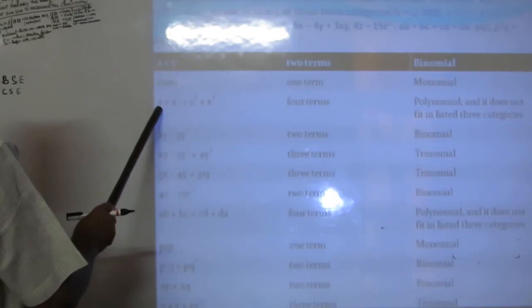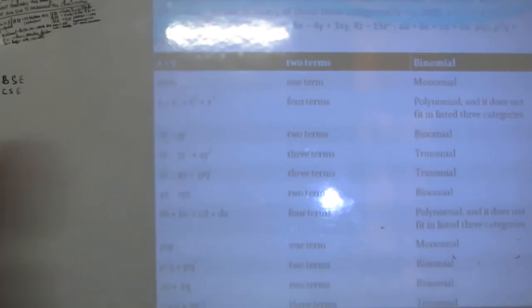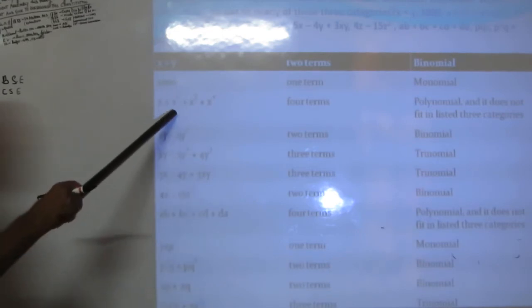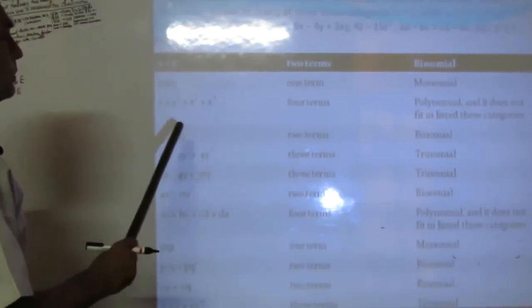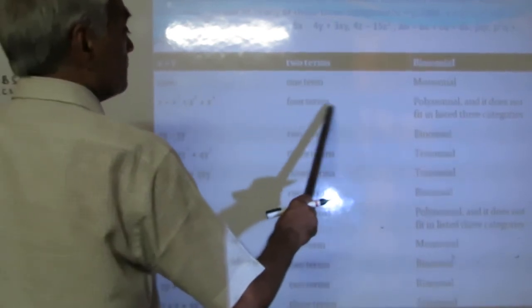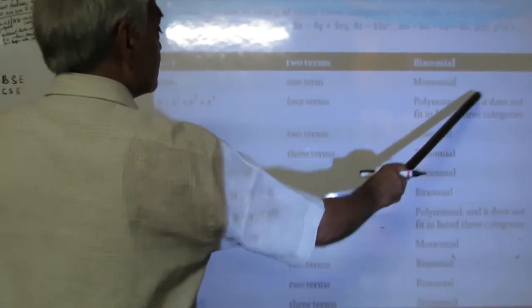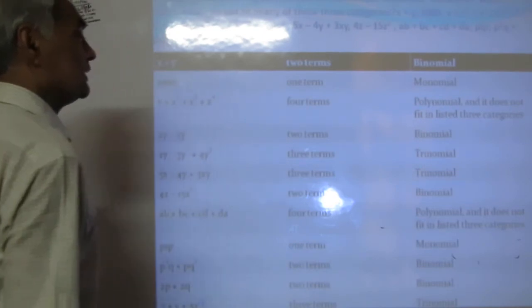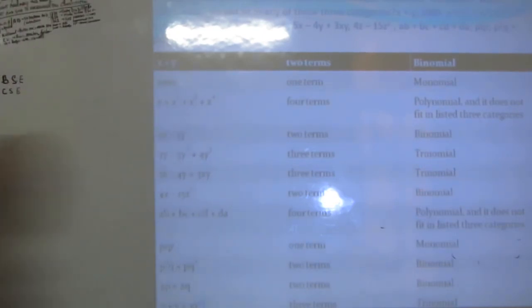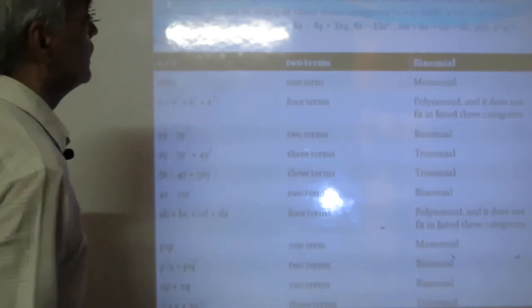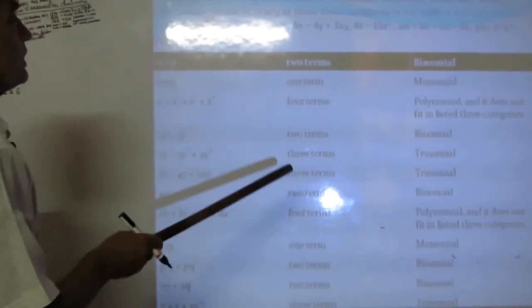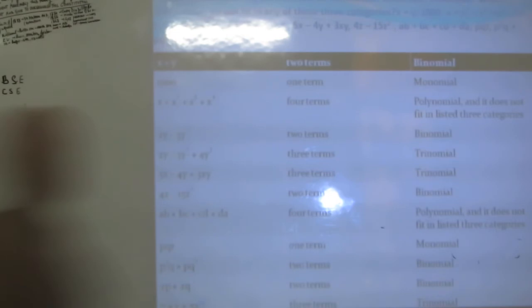Here it is not monomial, neither is it binomial, neither is it trinomial. It has four terms. So this is a polynomial, and it does not fit in the listed three categories, because it has four terms. You have classified only monomial, binomial and trinomials.